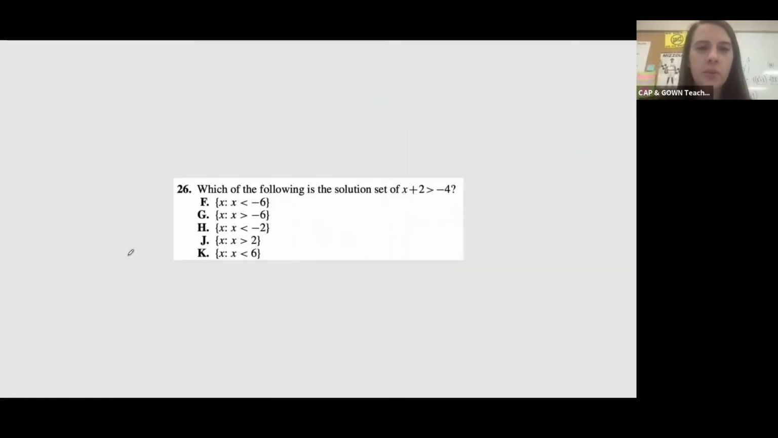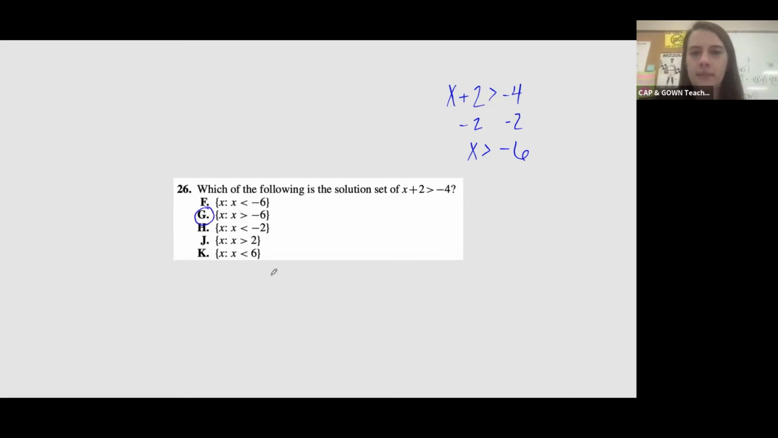Okay, number 26, it says, which of the following is a solution set of x plus 2 is greater than -4? They're trying to trick you with all this fancy notation, but it doesn't trick us. So x plus 2 is greater than -4. Solve it, subtract 2. X is greater than -6. You just pick the one that says x is greater than -6.